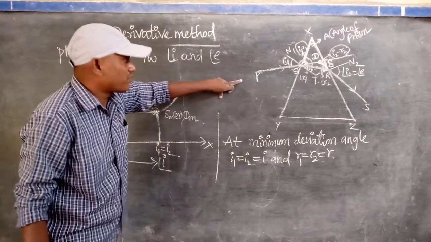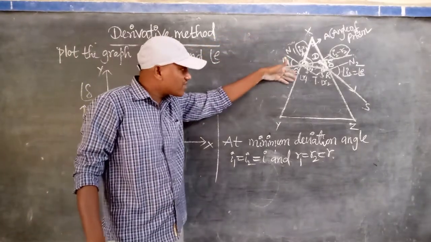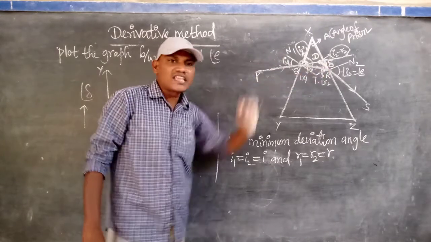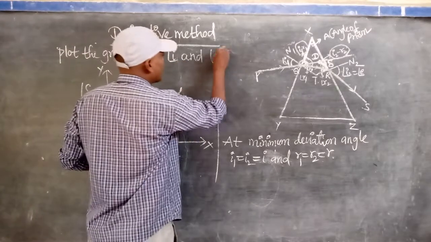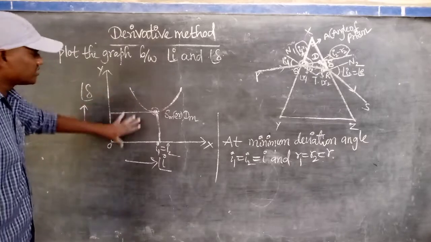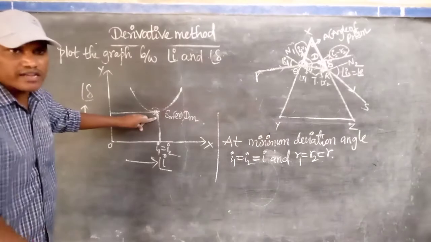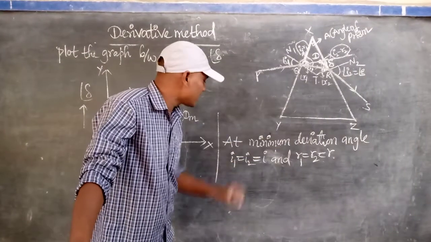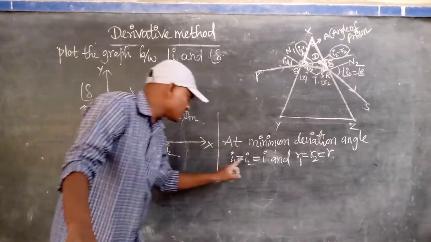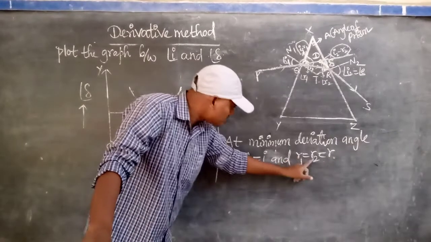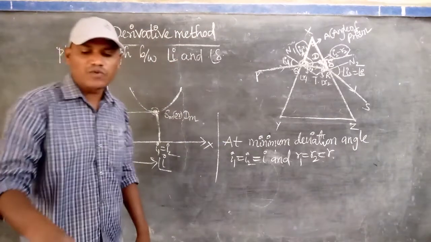So after equation number 2, we repeat the same experiment for a different angle of incidence and find the corresponding angle of deviation, and you can plot the graph between the angle of incidence and angle of deviation, not emergence, as shown in the figure. From the figure you can find the minimum deviation angle. At the angle of minimum deviation, according to the principle of reversibility, I1 is equal to I2 and R1 is equal to R2. That's why I1 equals I2, that is equal to I, and R1 equals R2, that is equal to R. These I and R values we substitute in equation 1 and equation 2.